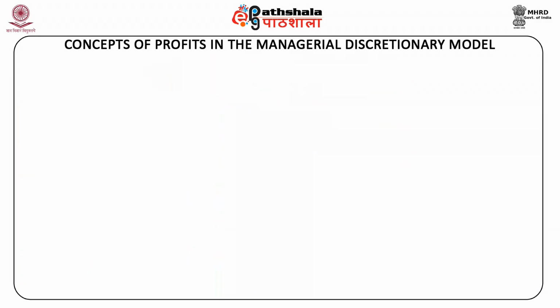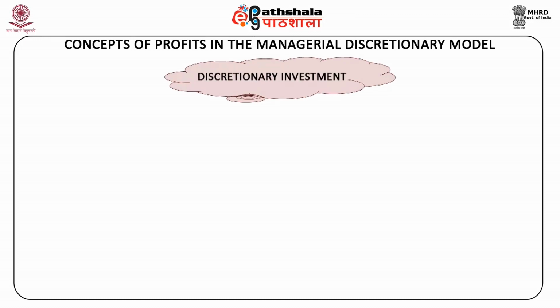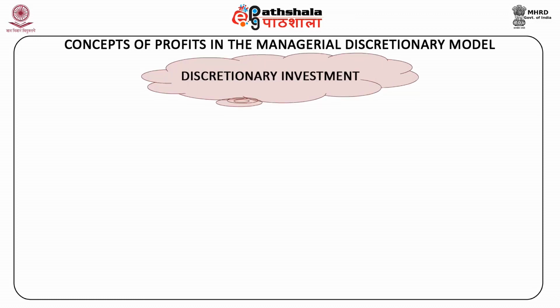In the managerial utility function, discretionary investment enters, not discretionary profit. Distinguishing between these two will help us in modeling the managerial utility function that needs to be maximized with a given profit constraint. Discretionary investment can be defined as the amount of surplus left with the manager over and above the sum of minimum profit and government tax.